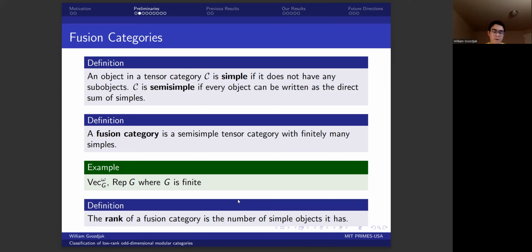Given that we have finitely many simples in a fusion category, it's fairly natural to ask how many simples are there for a given fusion category. So this gives rise to the definition of a rank. We say that the rank of a fusion category is just the number of simple objects it has. So when we say that we're classifying fusion categories by rank, as I said in the first few slides, this means that we're asking for a given number of simple objects, are we able to figure out what all the possible fusion categories are?